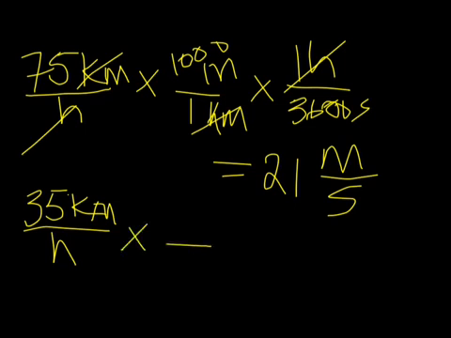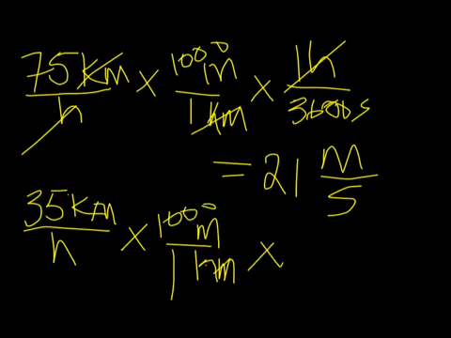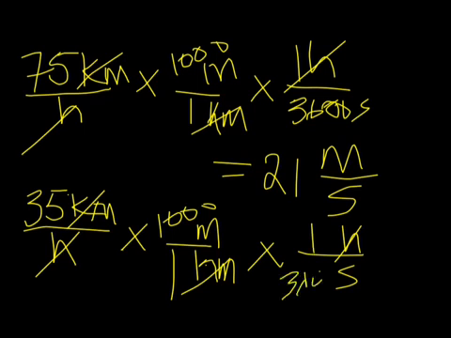If I want to get rid of kilometers in the denominator, meters go in the numerator, 1,000 meters is 1 kilometer. It gets rid of my kilometers. I want to get rid of hours, so hours will go in the numerator to cancel them out. Seconds go on the bottom. 1 hour, 3,600 seconds. So this is going to be 35 times 1,000 divided by 3,600, and it gives me 9.7 meters per second.